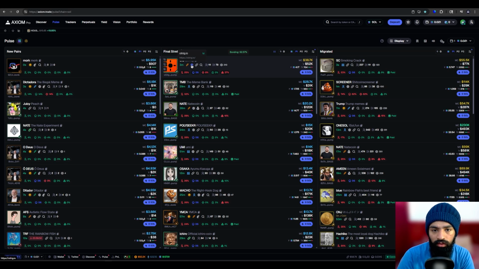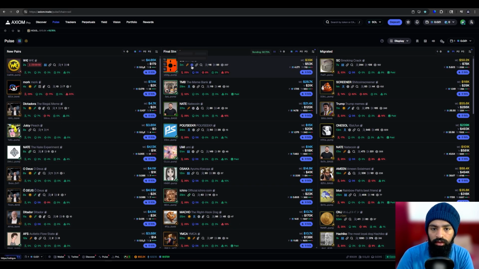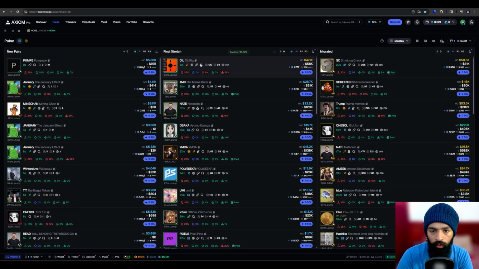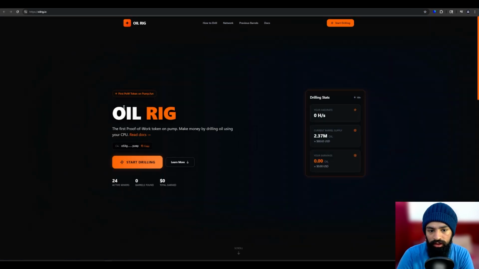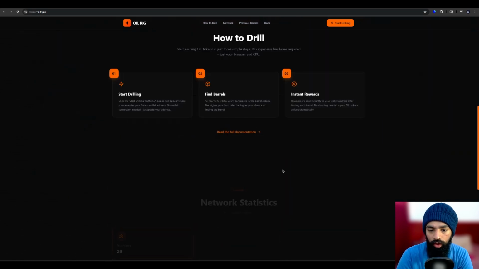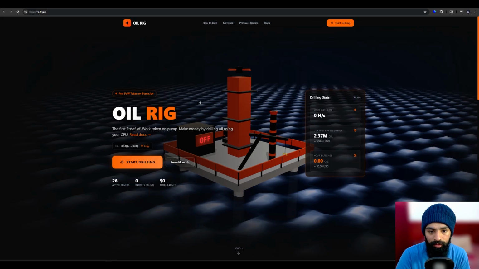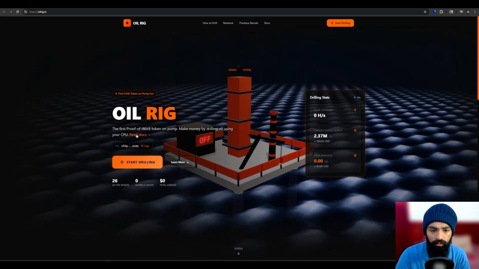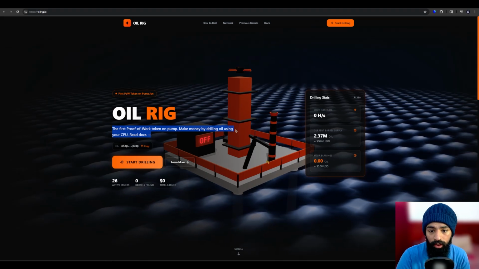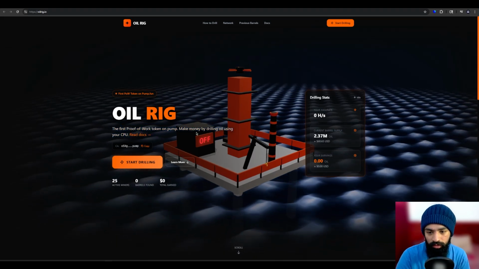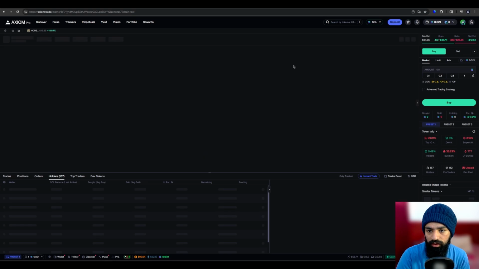The next one will take you to their website. If you see this globe icon, that means they have a website for this coin, and if you click it, you'll be taken there. You can check out how much effort they put into the coin and what's behind it, to do more research. Basically, the first proof of work token on pump: make money by drilling oil using your CPU. Very interesting concept, and this is already migrated.